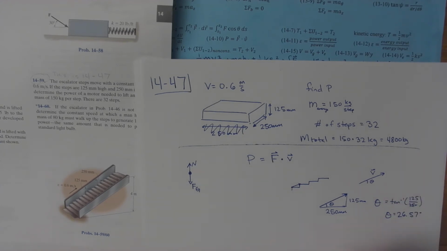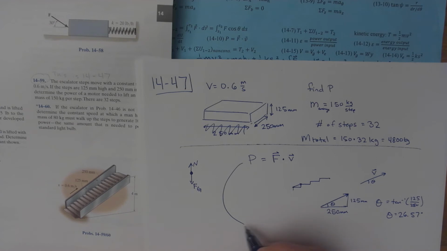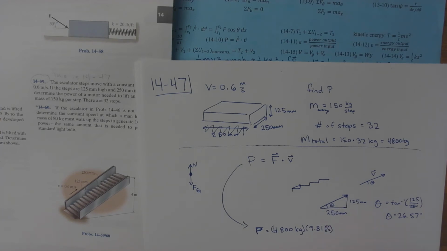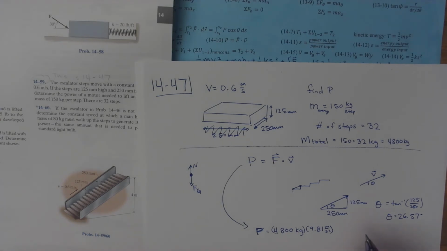So now I can use that to say, well, actually, I could just do this. The power is equal to the force. The force is equal to m times g. And the total mass is 4,800 kilograms. So the escalator is lifting a total mass of 4,800 kilograms, but then the force would be that times 9.81 meters per second squared. Okay, so this is the force dotted with the velocity.